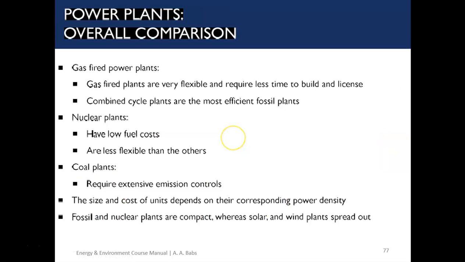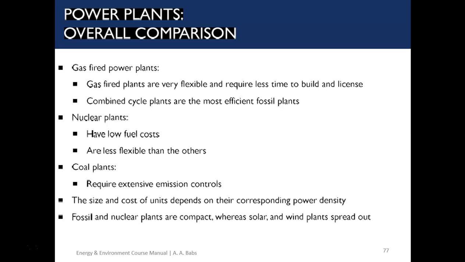Let us quickly look at the characteristics of some of these power plants. Gas-fired power plants are very flexible and require less time to build and license. Combined cycle plants are the most efficient fossil fuel plants that we have. We just talked about the combined cycle power plants, and you should really know how that operates and works. The nuclear plants have low fuel costs, if not the lowest fuel cost amongst the fuels that have been paid for. But then they are less flexible than other power plants. That's the demerit there. Coal plants require extensive emission control and are probably expensive to install.